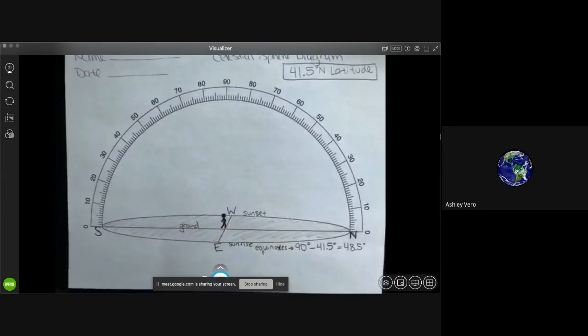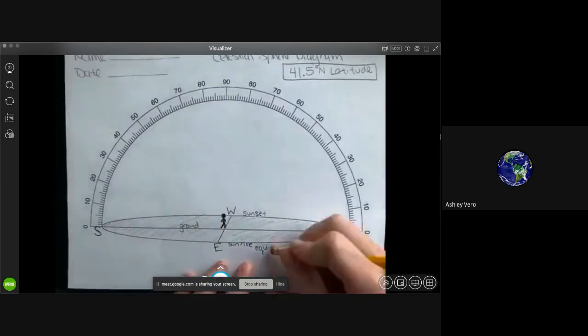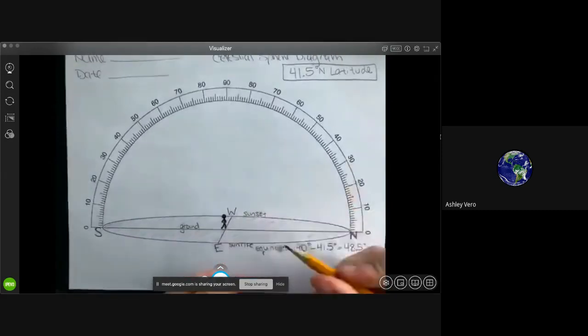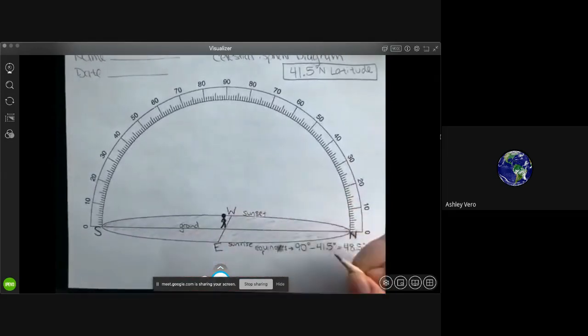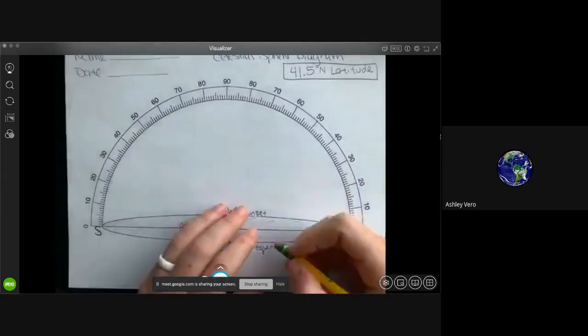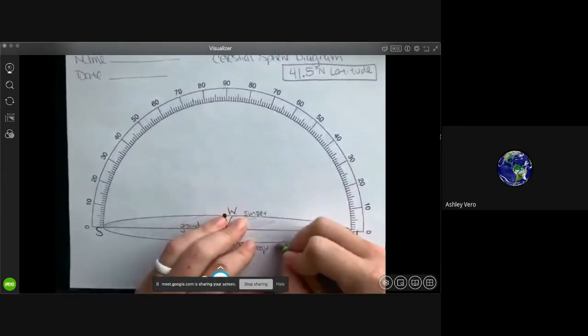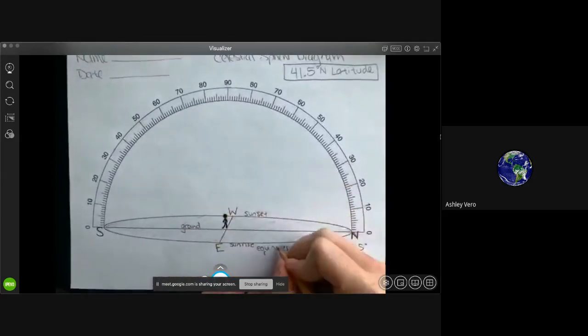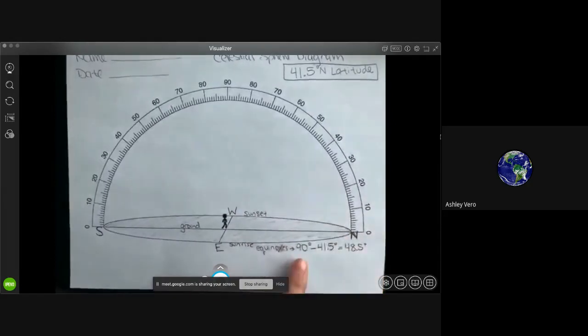So back to where we were a second ago, our equinoxes. We took 90 degrees just because that's what we start with. A horrible pencil. Let's see, I got a Ticonderoga here. It'll work a little bit better. Sorry, the table's a little bit shaky. So we start with our 90 degrees, and we're going to subtract from that our latitude, and it equals 48.5 degrees.